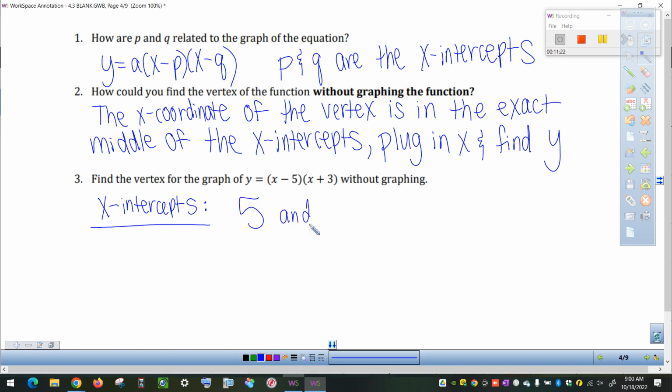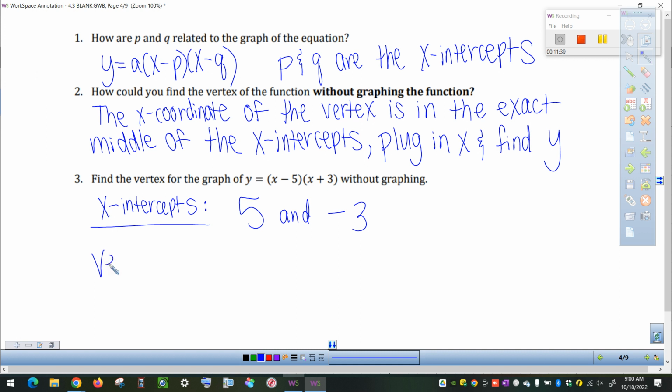Beautiful. So we're looking at the number in the parentheses here. Taking that out, it's turning to the opposite sign. So that minus 5 in the equation turns into a positive 5. The plus 3 is turning into a minus 3. All right, so those are the x-intercepts.